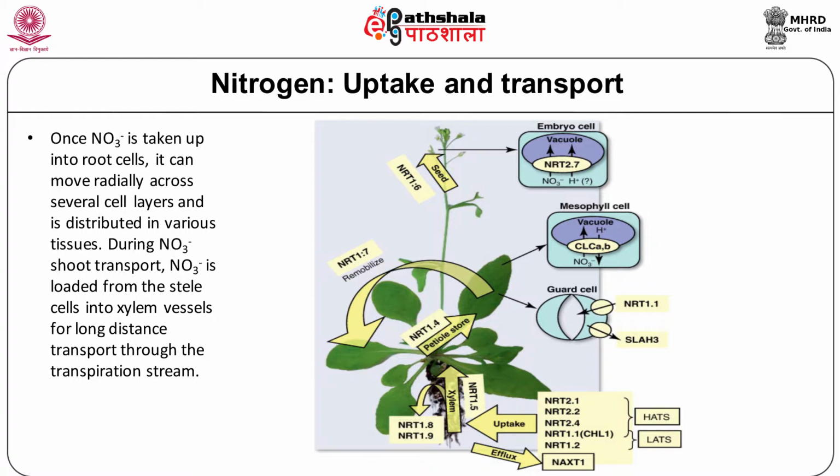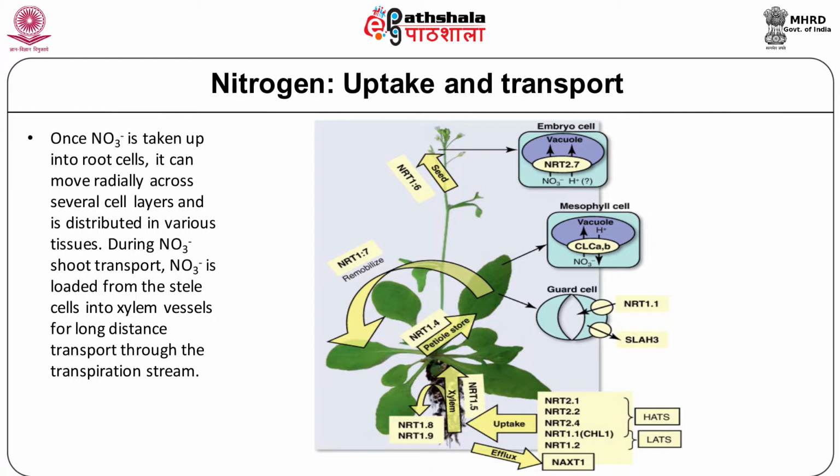Once the nitrate is taken up into root cells, it can move radially across several cell layers and be distributed in various tissues. During nitrate shoot transport, nitrate is loaded from the stele cells into xylem vessels for long distance transport through the transpiration stream. AtNRT1.8 and AtNRT1.5 are involved in nitrate unloading from the root stele or from the shoot vasculature and nitrate loading into the root stele. This was illustrated in Arabidopsis thaliana.